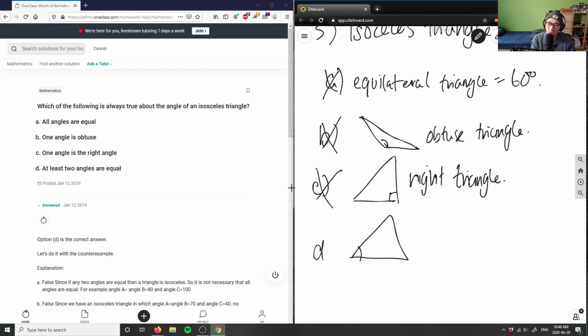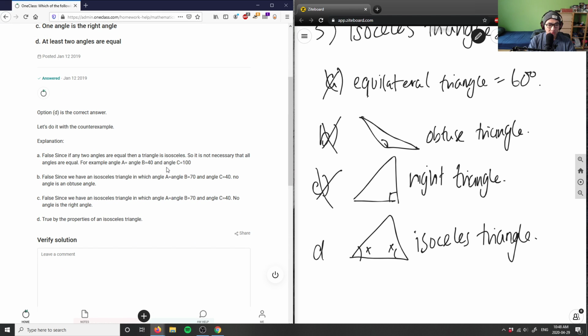If I have a triangle here, if two angles are equal, if this x equals x here, then this would be an isosceles triangle, right? The definition of an isosceles triangle is a triangle that has at least two equal angles. So A here is false. If any two angles are equal, then the triangle is isosceles, so it's not necessary for all angles to be equal. We can have an obtuse triangle, we can have a right angle, and D has to be true, right? So this here is a correct solution.